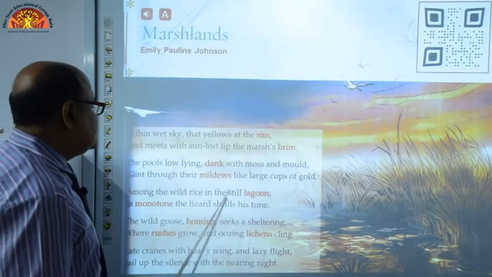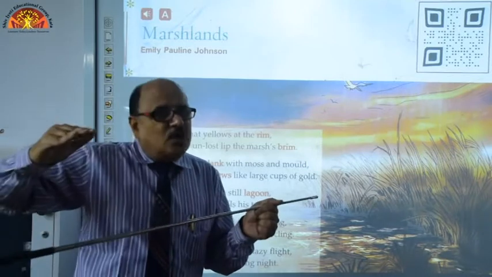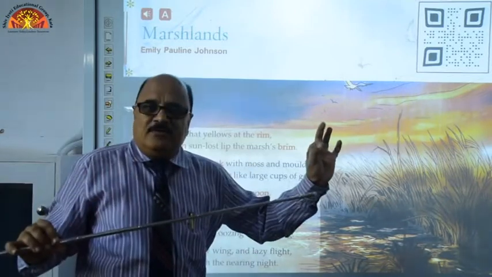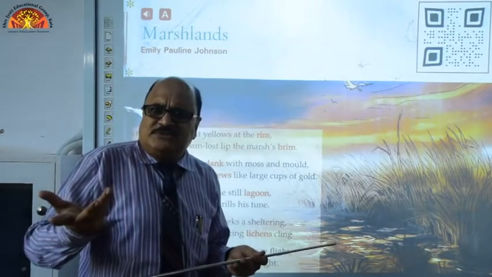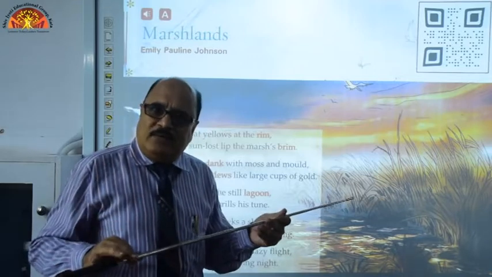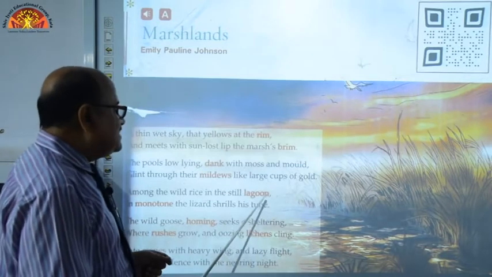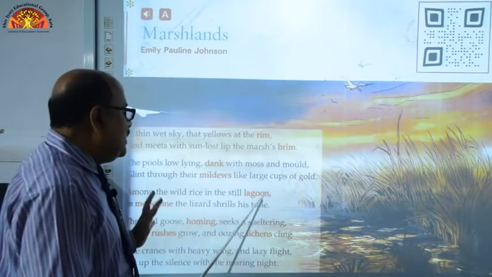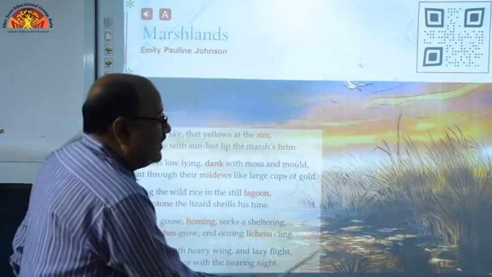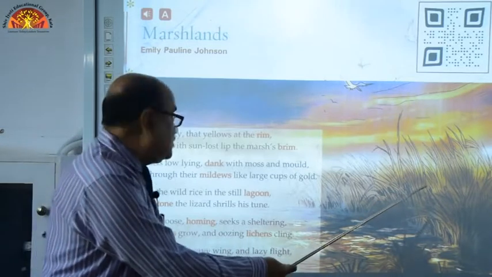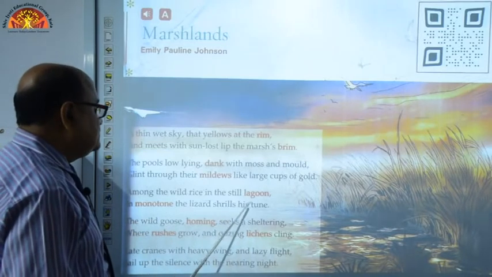Among the wild rice in the still lagoon. Lagoon is a kind of small water body that gets separated from the sea, and it is separated by rocks or some piece of land, right. So, among the wild rice means in this small water body known as lagoon, some green rice plants like structure is there. We can see in monotone the lizard shrills his tune.